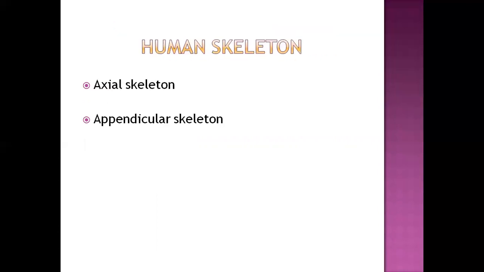Now we will discuss about human skeleton. Human skeleton बहुत ही important topic है. Human skeleton has two major parts. First is the axial skeleton, and second one is the appendicular skeleton. We will discuss first axial skeleton about the skull.